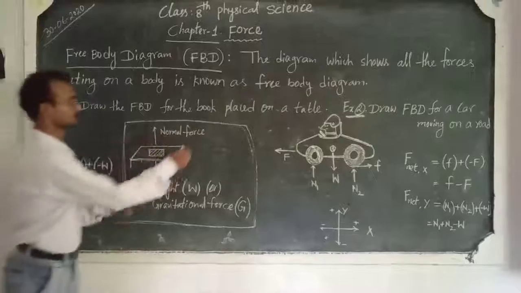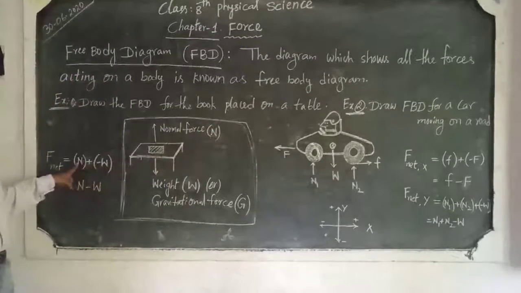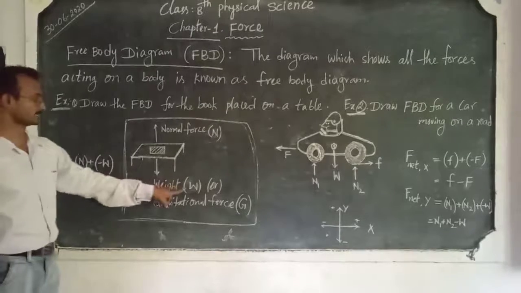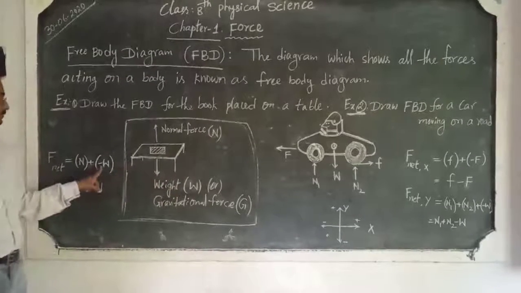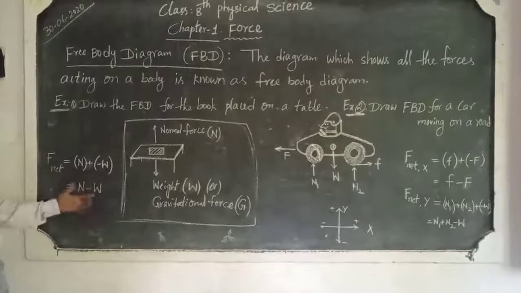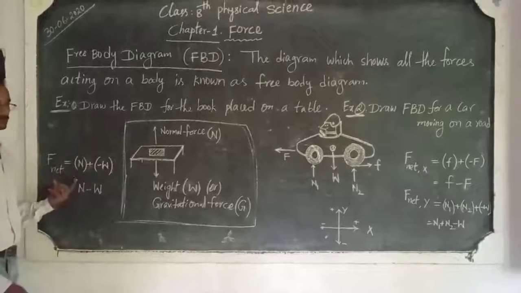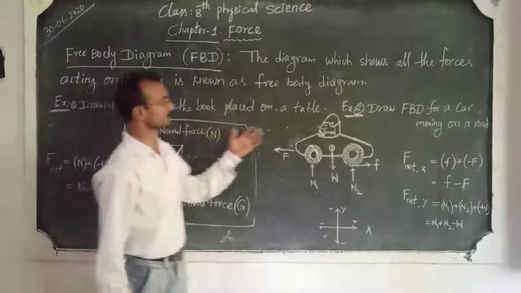Normal force, simply represent it as N. Normal force you should take as positive N. In the downward direction, weight, you should take as negative. So N minus W is the net force acting on the book. This is definite.